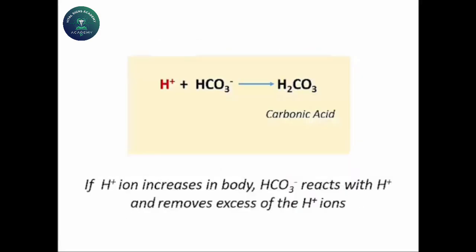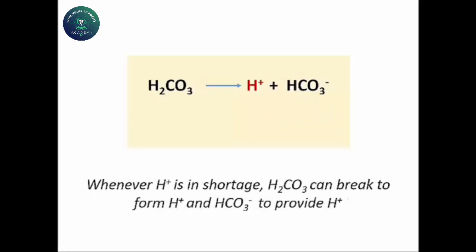If hydrogen ions increase in the body, bicarbonate reacts with them and removes the excess amount of hydrogen ions. As you can see here, bicarbonate reacts with hydrogen ions to form carbonic acid. This way, excess amount of hydrogen ion is removed from the blood. Whenever hydrogen ions are in shortage, carbonic acid can break down to form hydrogen ion and bicarbonate. This fulfills the need of hydrogen ions in the blood.